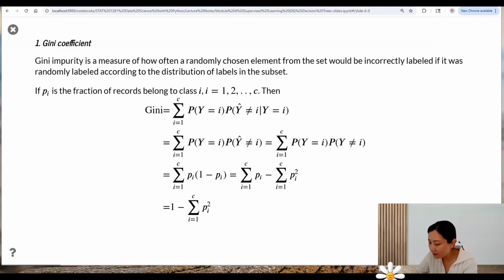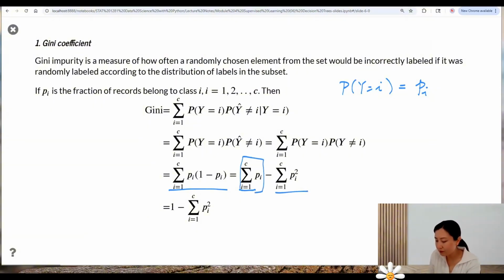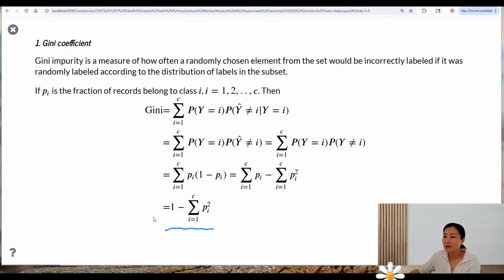And if we let p of y equals i be denoted by little p sub i, then we have this expression. Then we can distribute p_i into the parentheses, and we have this, and the summation of p_i is equal to 1. So in the end, we have this formula for Gini. It's 1 minus the summation of p_i squared, i from 1 to C. It's 1 minus the summation of the squares of the class probabilities.